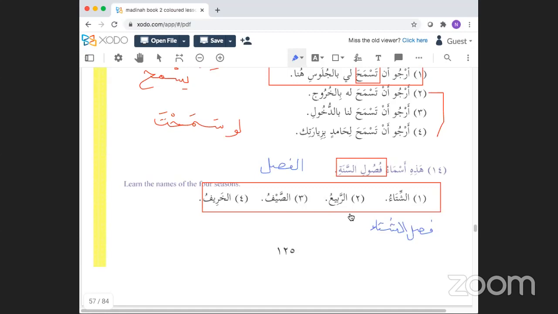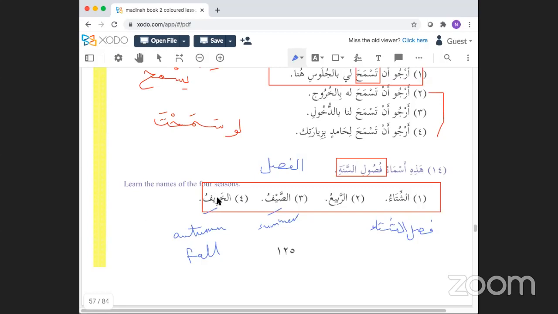Fasl al-rabi', spring. Fasl al-sayf, so mudaf and mudaf ilayhi, fasl al-sayf, summer. Fasl al-kharif, this is autumn. Not to upset my brothers over the Atlantic, but yes, we do call it autumn, they call it fall, because leaves do fall at that time. Kharif. I never realized that was the reason the name was given, but it makes perfect sense. Anyway, let's not open that door. Light-hearted jokes, my brothers.